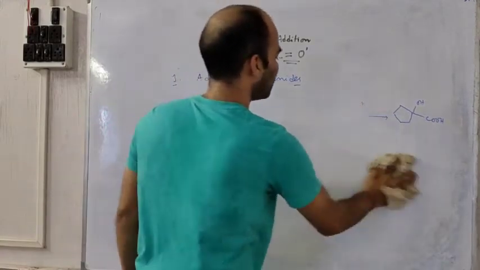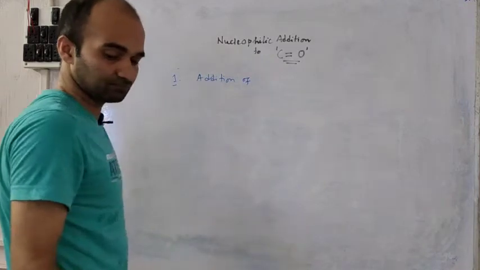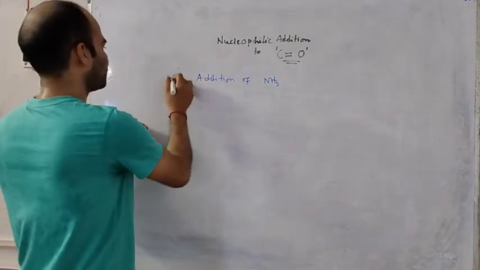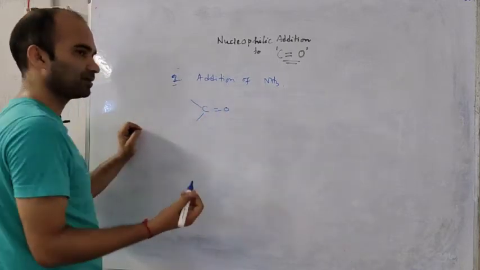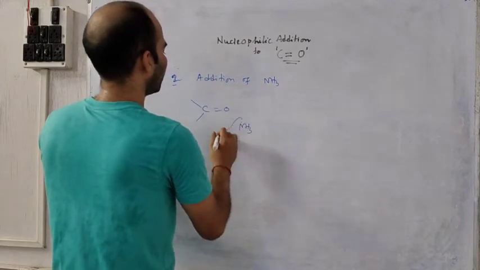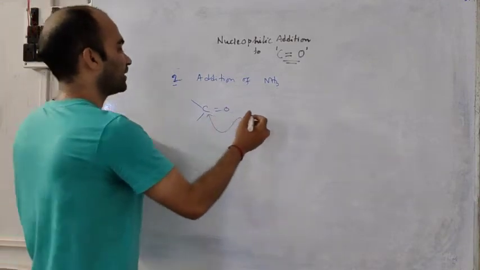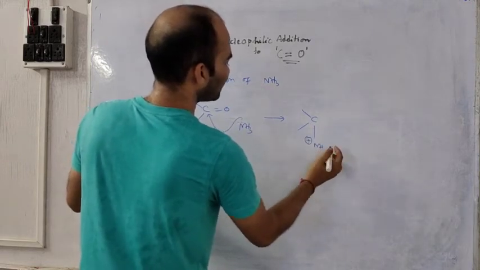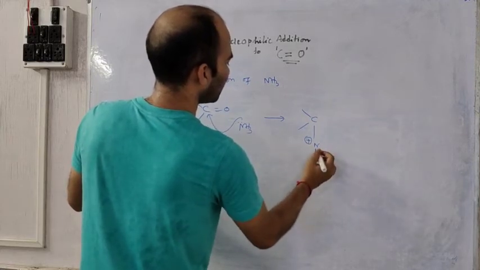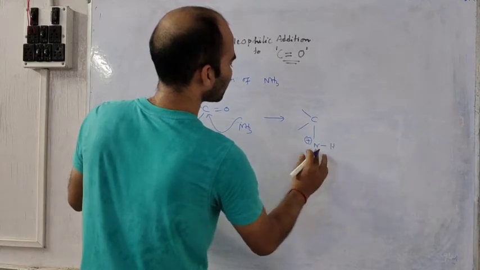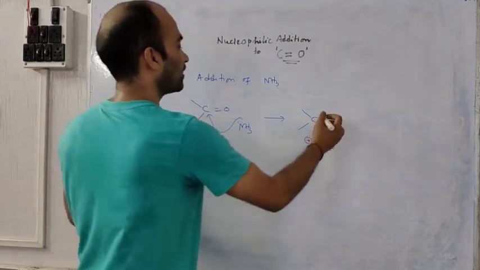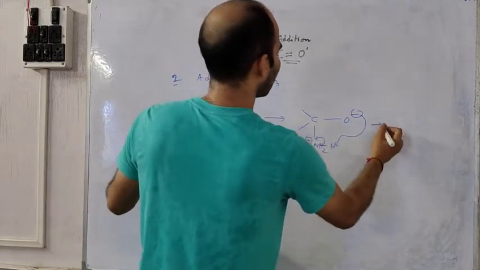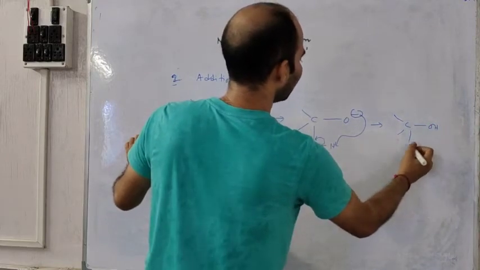Let us take an example for addition of amines. How will it work? As simple as the previous one. NH3 will attack here by its lone pair, and now we get NH3 plus, let us draw it as NH2 and H, and it will be like O minus. This O minus will take this proton and produce the product as hydroxylamine.